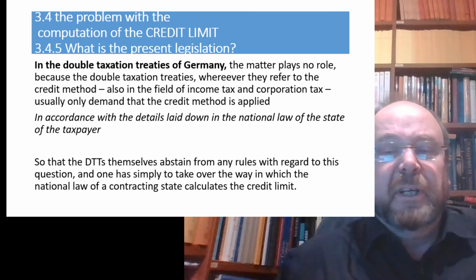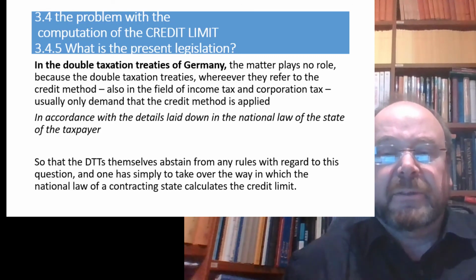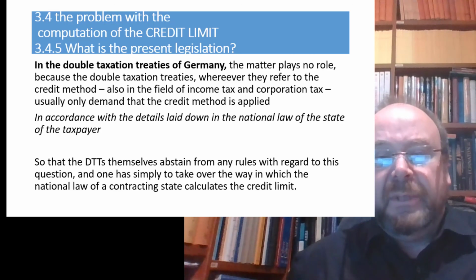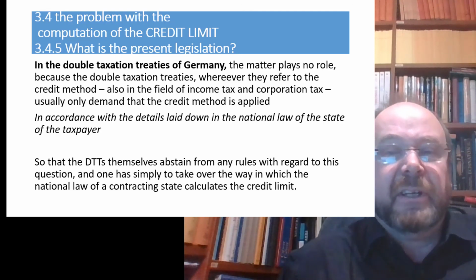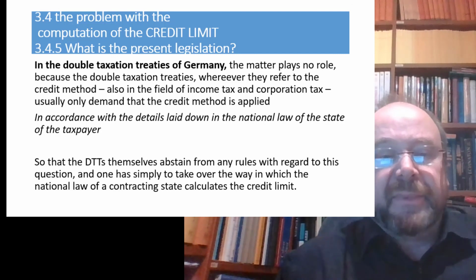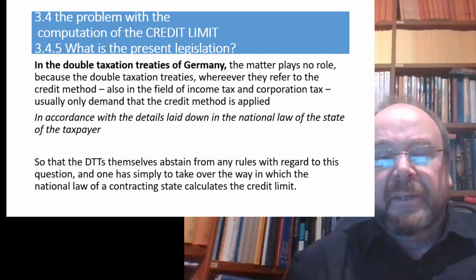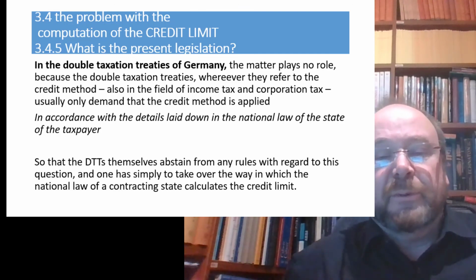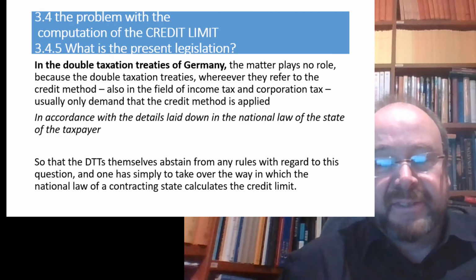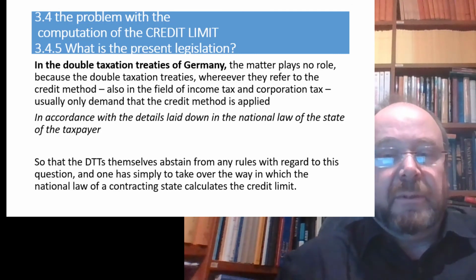In the double taxation treaties of Germany, there is no rule at all concerning the credit limit determination, because there the double taxation treaties usually just say, oh, you have to grant a credit up to a credit limit according to the details which are laid down in the national law. So the problem there is not fixed. They just say, look into the national law, how the credit limit is determined there, and in accordance with these rules, it should also be calculated for the double taxation treaty purposes. So there we do also not get any solution of this specific problem.